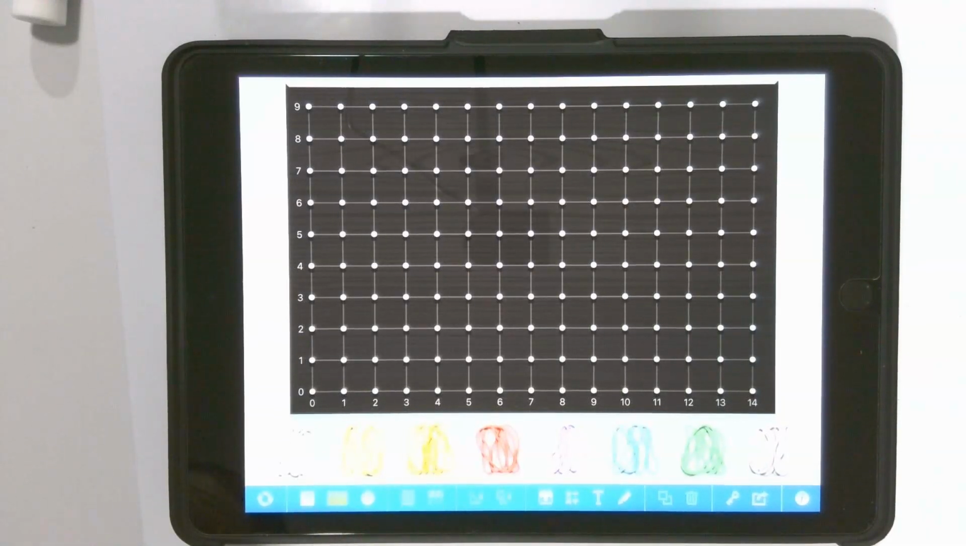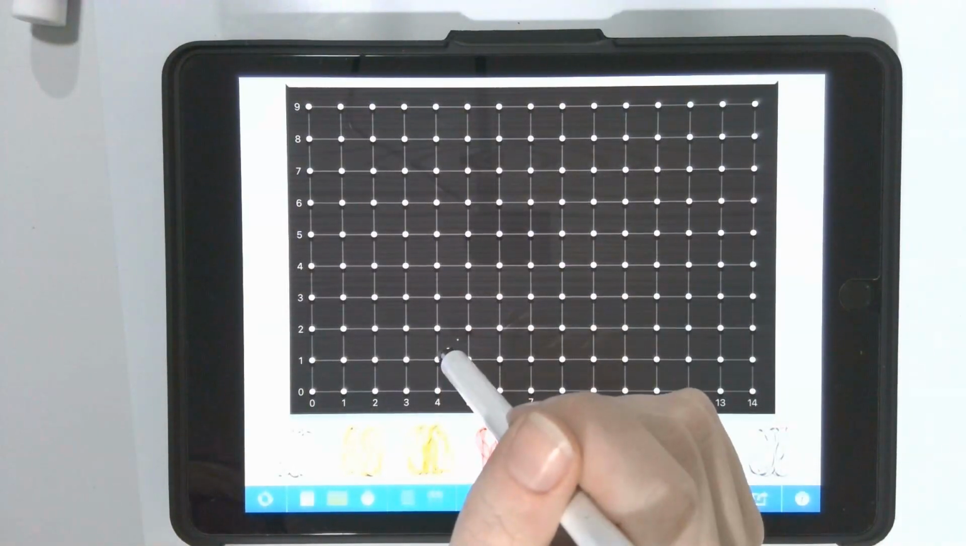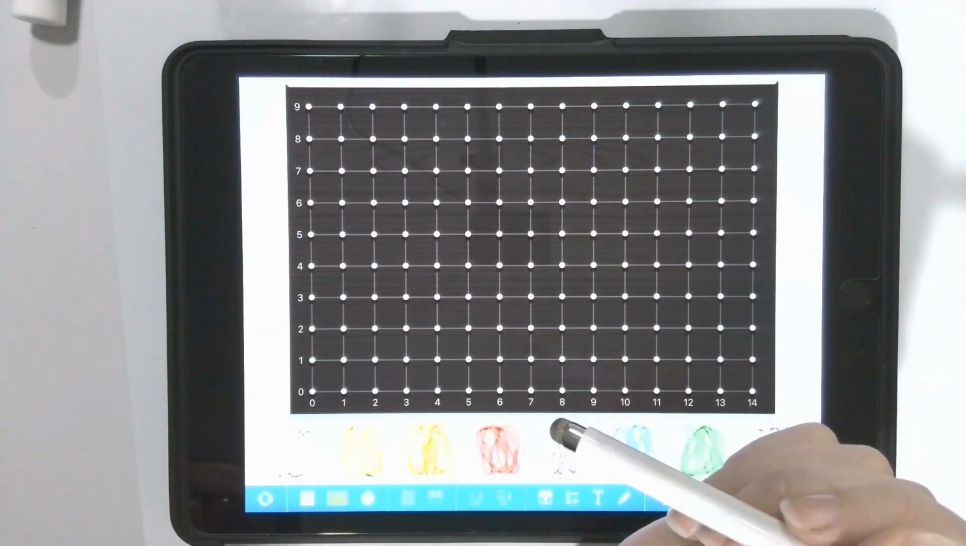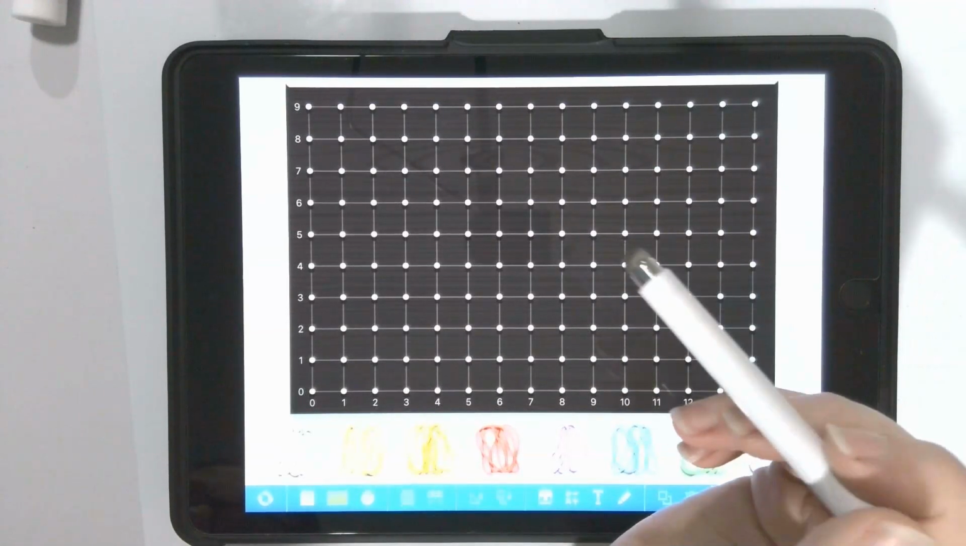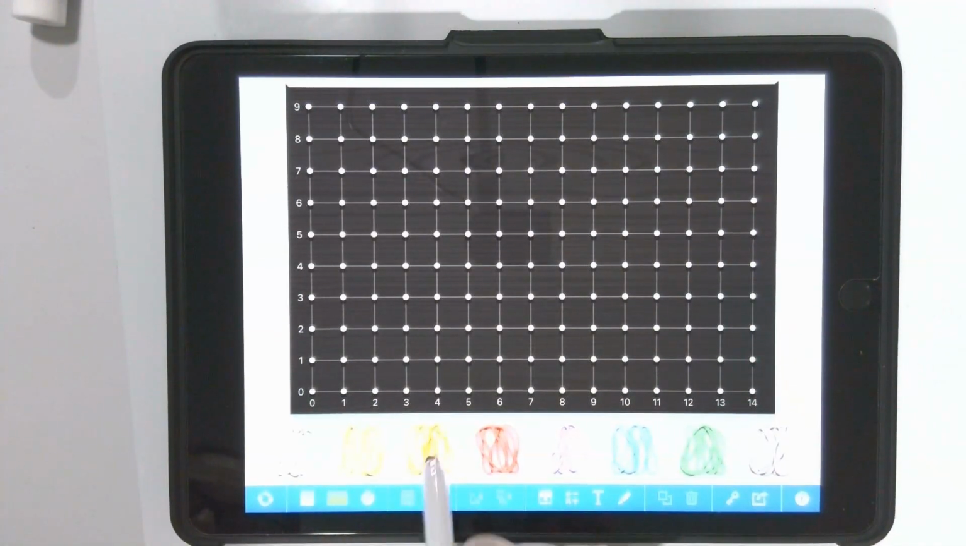Good morning, guys. I just have a quick minute to make a video for your day today to go along with your lesson. We're going to be doing area of quadrilaterals, and a quadrilateral is just a four-sided shape.